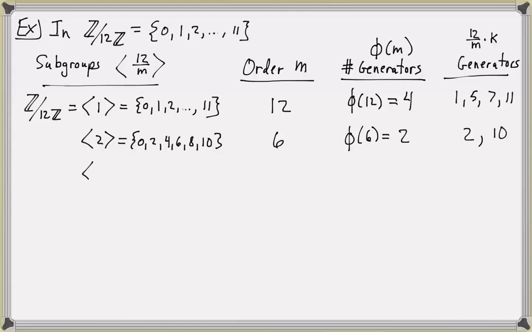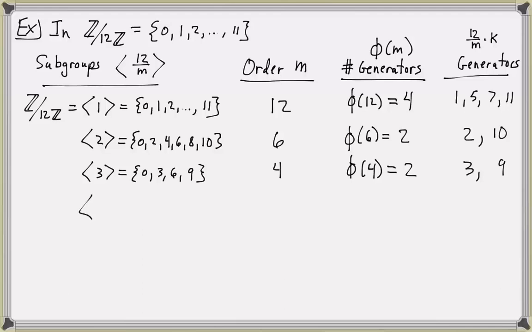The cyclic subgroup generated by 3 contains multiples of 3, so 0, 3, 6, and 9. This is the cyclic subgroup of order 4. And phi of 4 is 2, so there's 2 generators of this subgroup. 3 is one of the generators. And then 9 is 3 times 3, so that factor of 3 is relatively prime to the order 4. So the generators are 3 and 9.